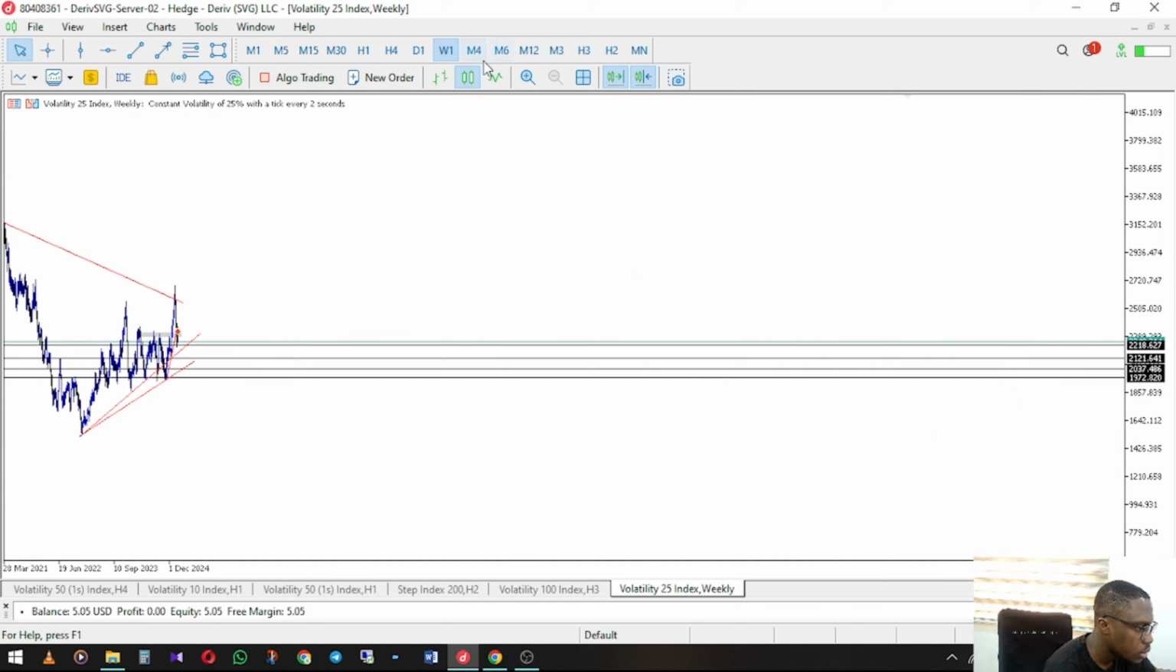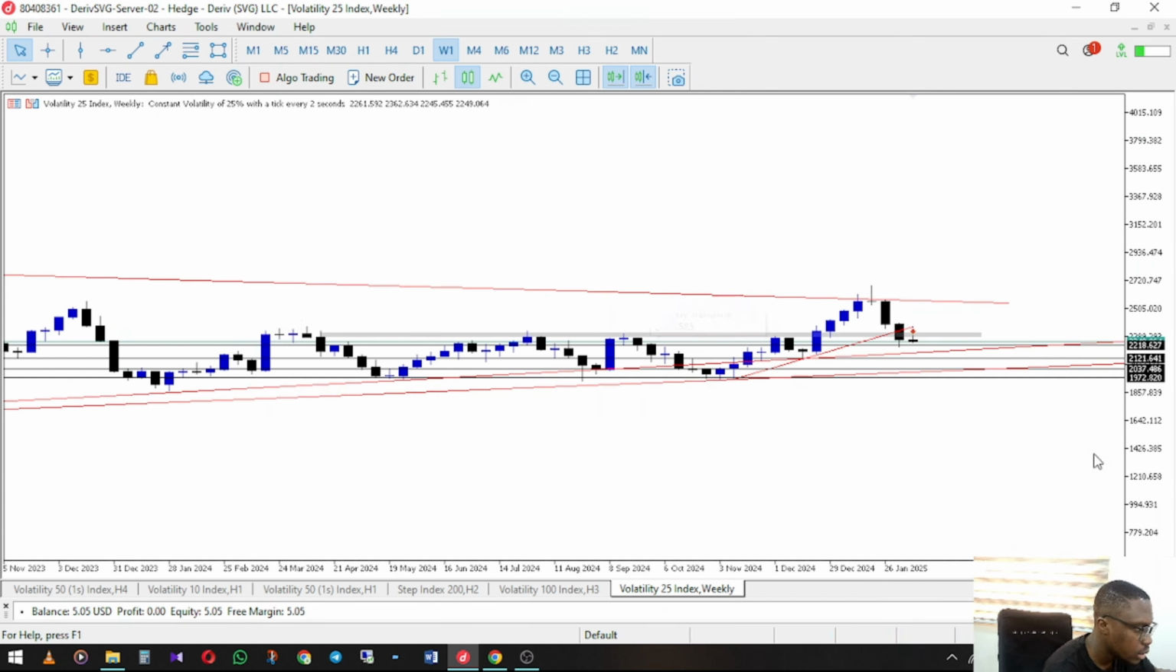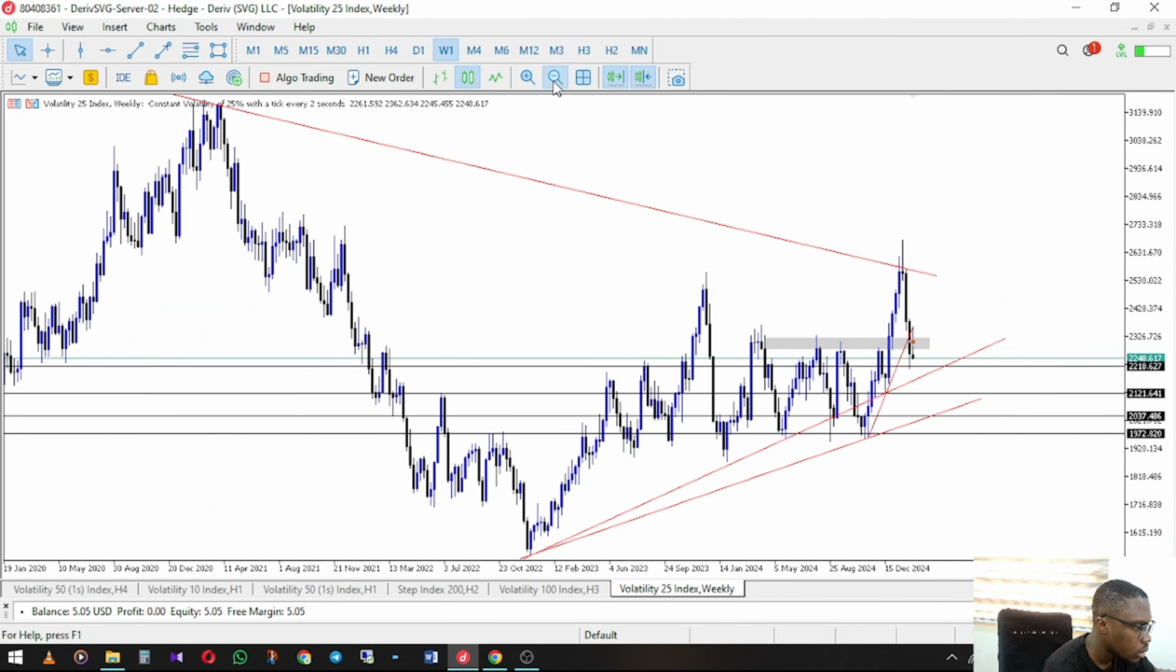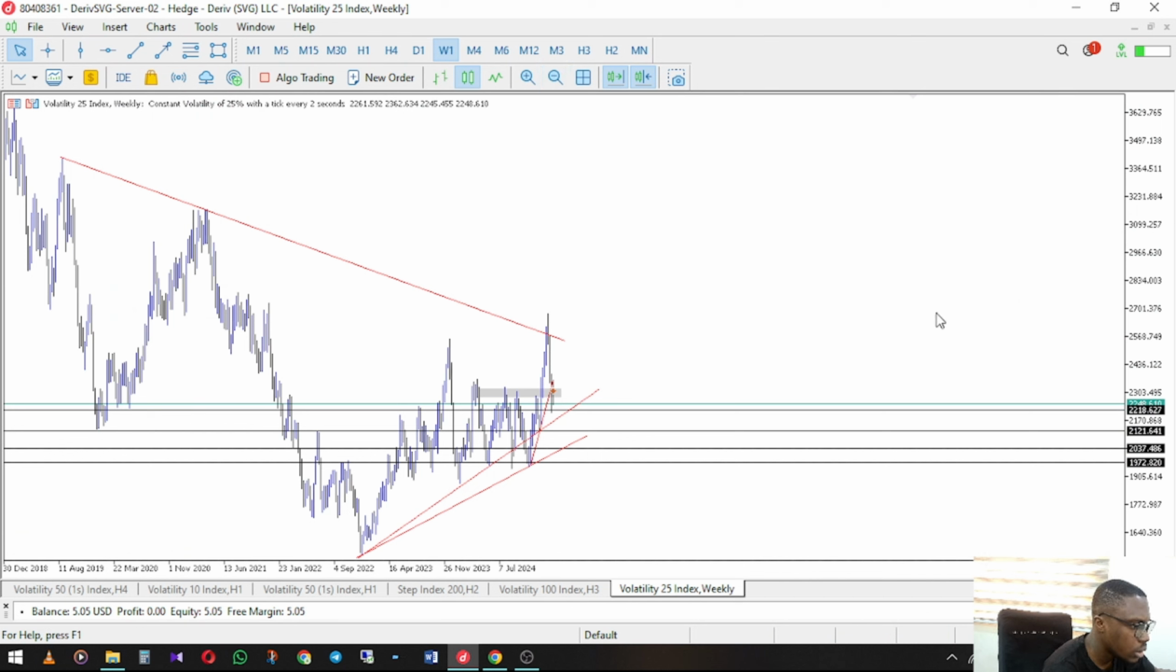There's the first support here, top right here, and then it tested this again. Sorry, my chart is loading. Okay, I believe we have a proper chart now. So we've seen the first test, second test, and then the third test right around here.